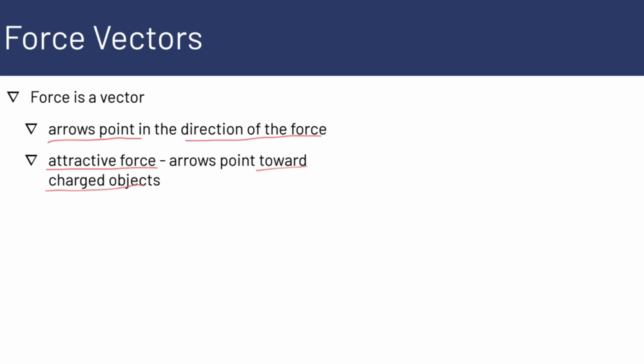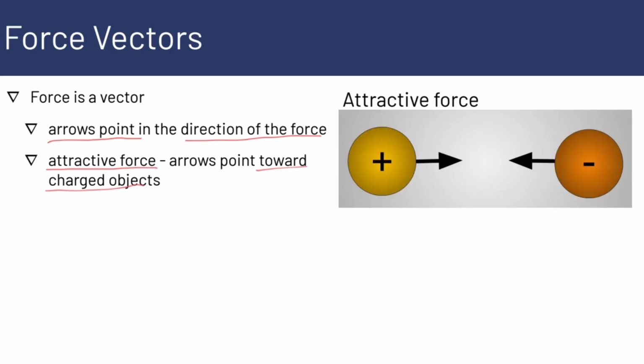So if we look at an example here, we have a positively charged object and a negatively charged object. The vector arrows point in the direction of the objects. So here we have this arrow from the positive object pointing towards the negatively charged object, and the arrow from the negatively charged object is pointing towards the positively charged object.